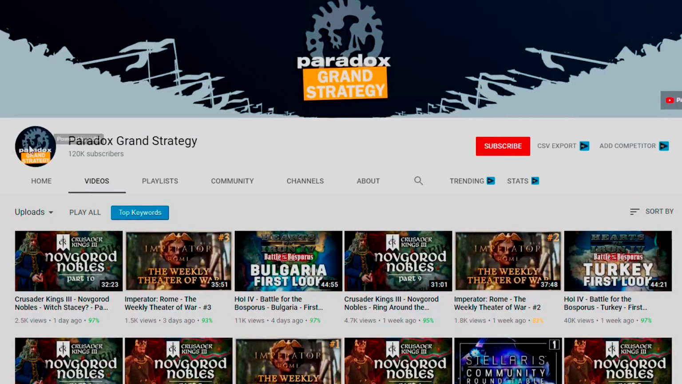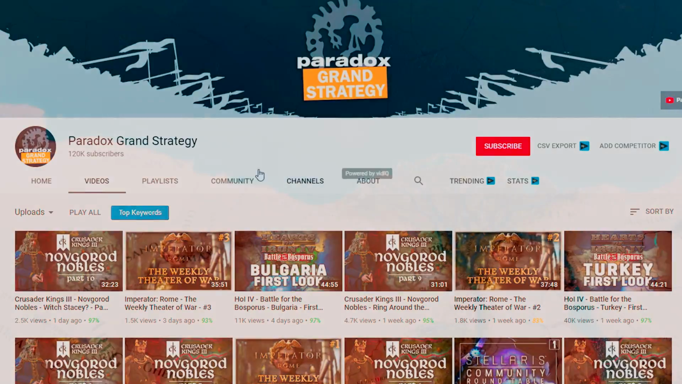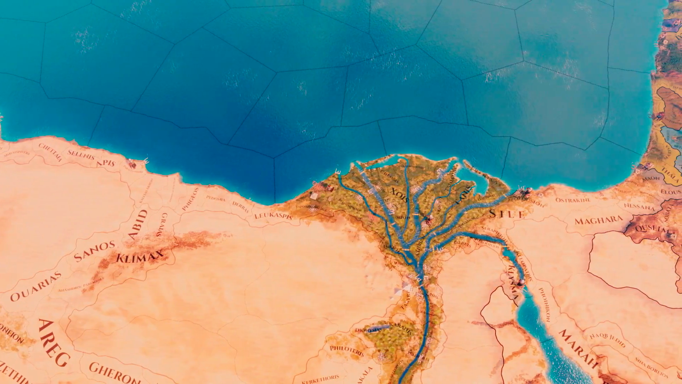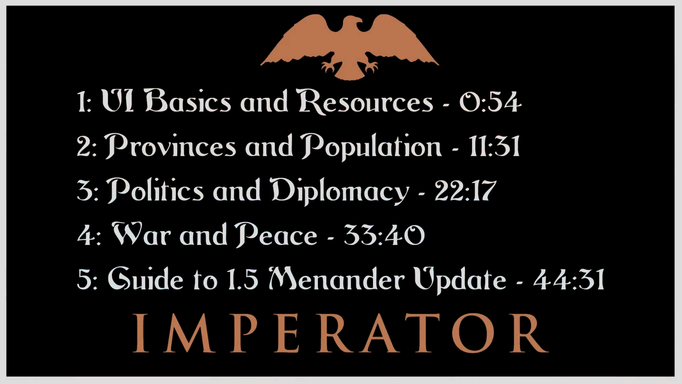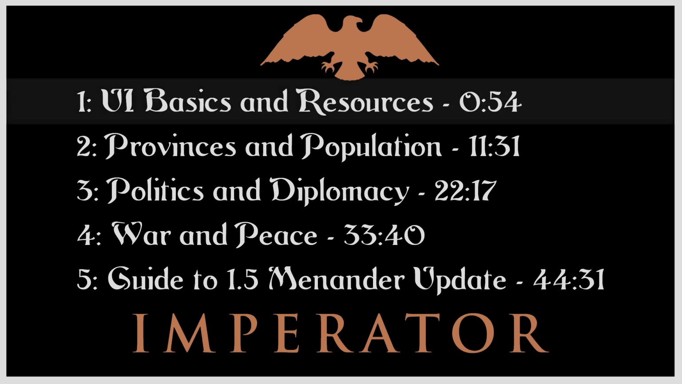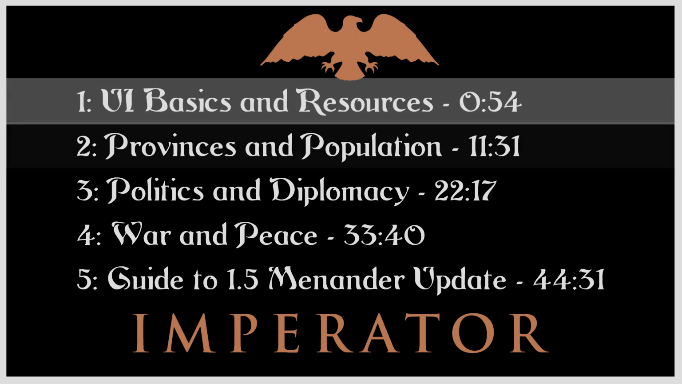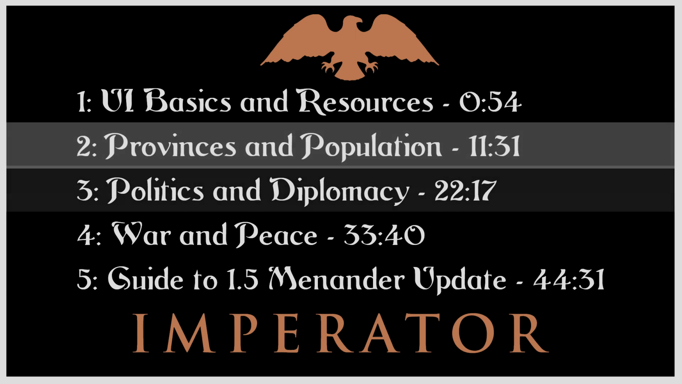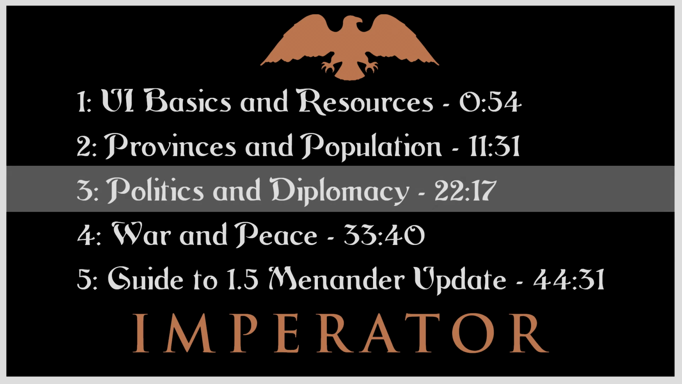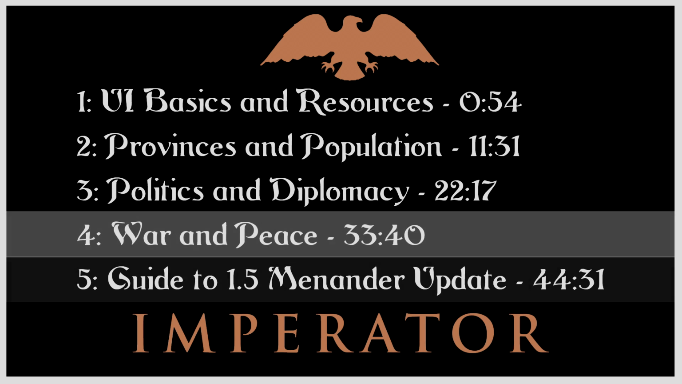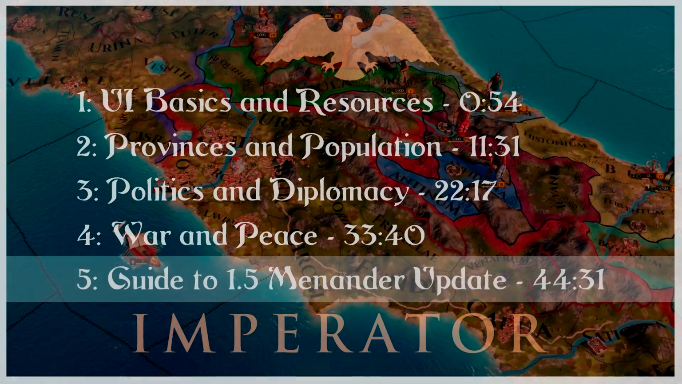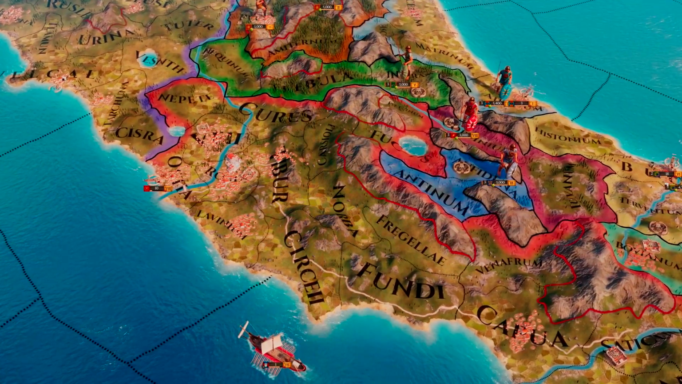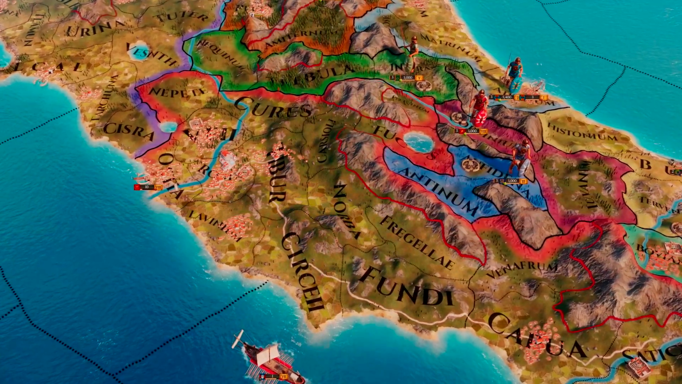For this video, I decided to combine all parts of this tutorial series into one comprehensive guide. Feel free to check out this table of contents that lists the various segments of the guide if you're interested in skipping ahead. In order, we will cover an introduction to the game's user interface, provinces and population, politics and diplomacy, war and peace mechanics, and finally a guide to all new aspects of the game added with the 1.5 Menander update. With that out of the way, it's time to get started with the video.